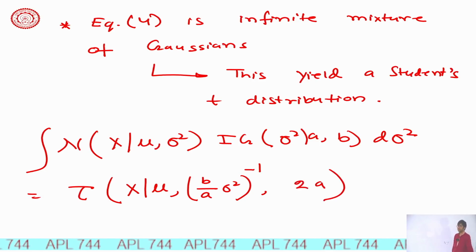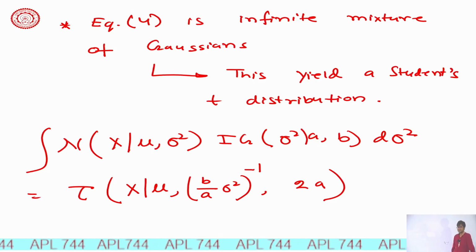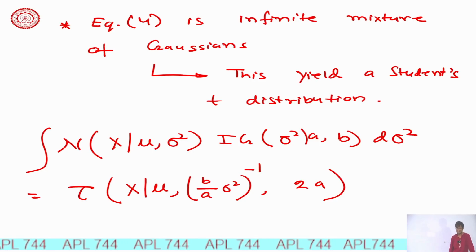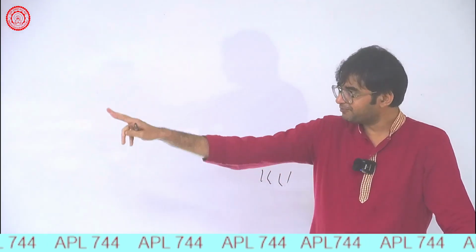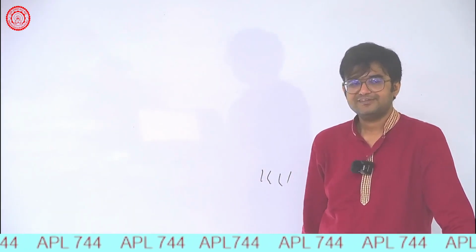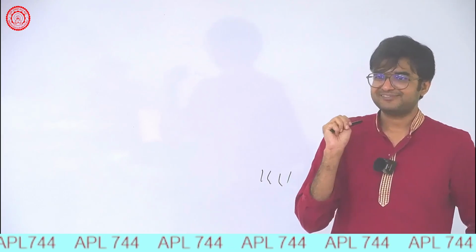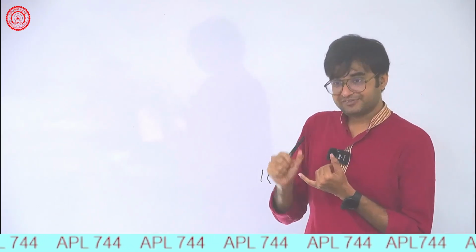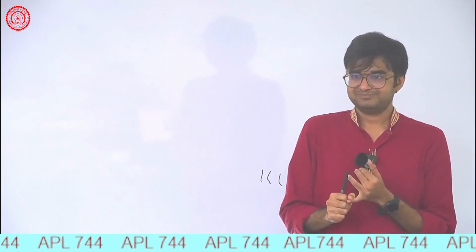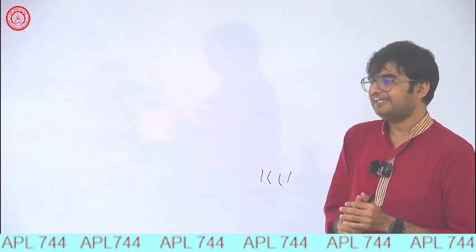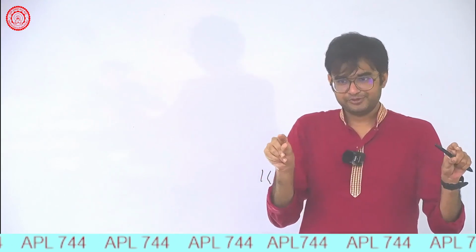So, Student's distribution has how many parameters? 3. The first parameter is the mean. The second parameter is known as precision. The third parameter is known as the degree of freedom. And Student's distribution is an infinite mixture of Gaussians, where the variances of the Gaussians are drawn from inverse gamma. That is the statement which you have to prove.